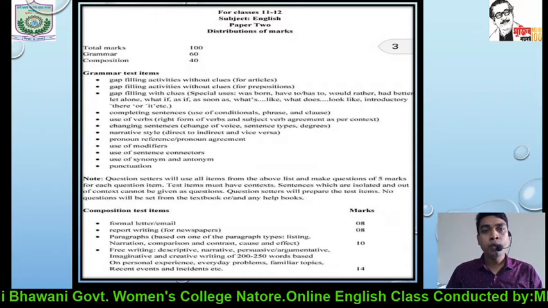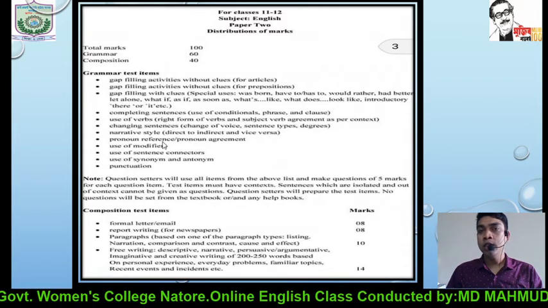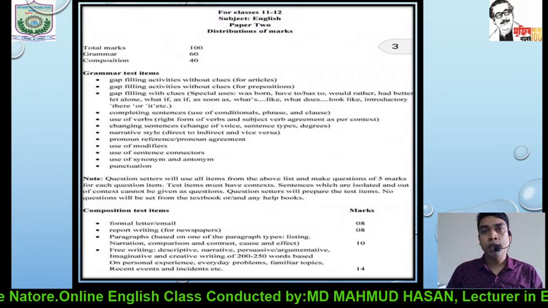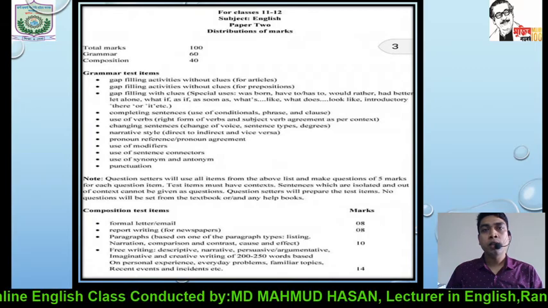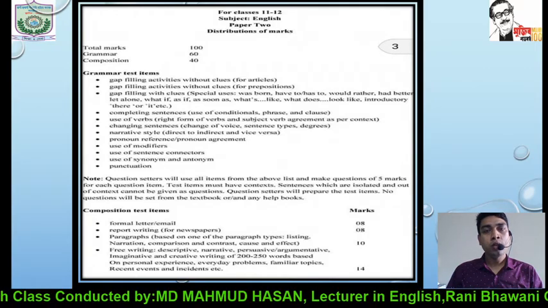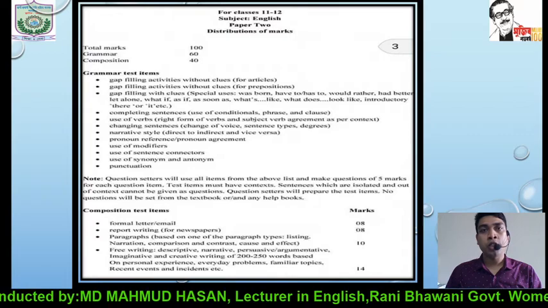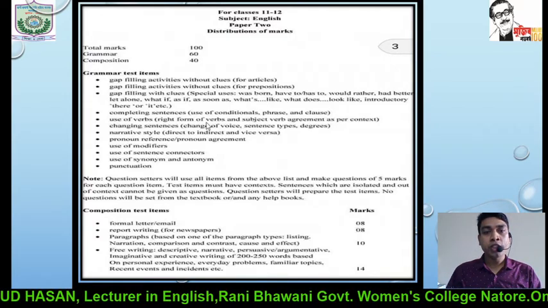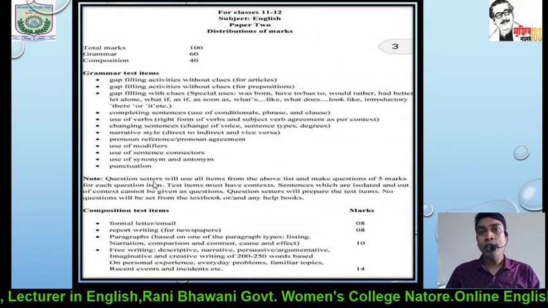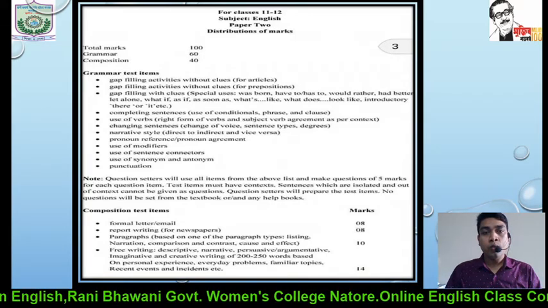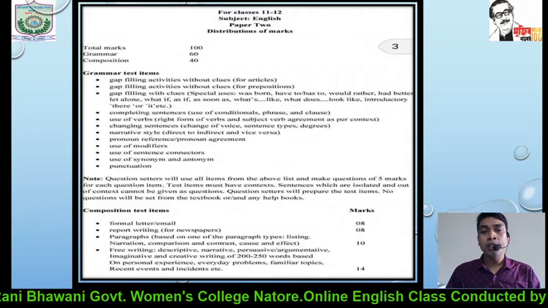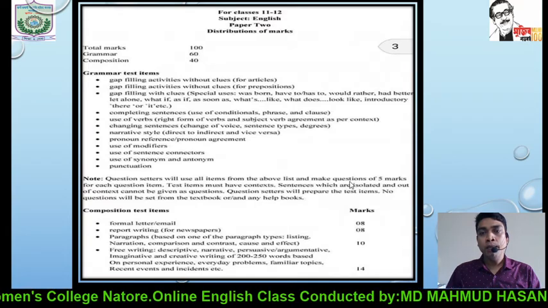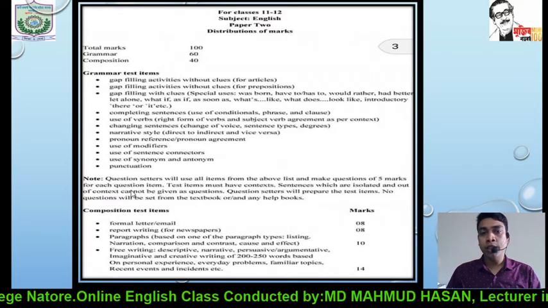So the 12 grammatical question items, each item will contain 5 marks, and 60 marks is for grammatical question items. Here is a note for you. Question setters, those who will set the question, they will use all items from the above list and make questions of 5 marks for each question item.